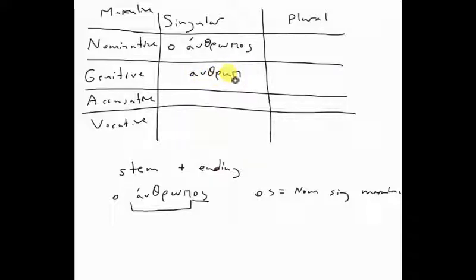Anthrop. The masculine genitive singular definite article is always tu. Let me make that neater. Tu. And the ending is u. Tu anthropu. Here you can see that the u and the u are the same, so it's easy to remember.